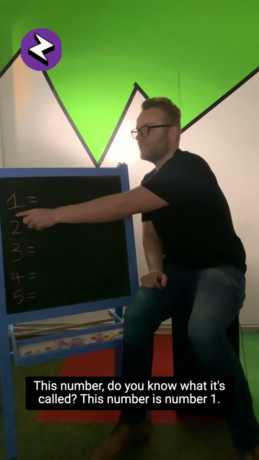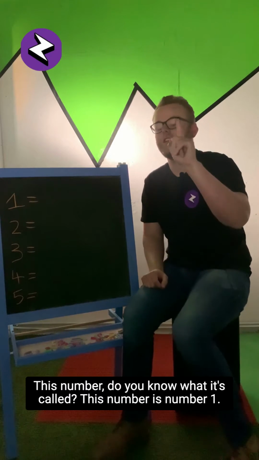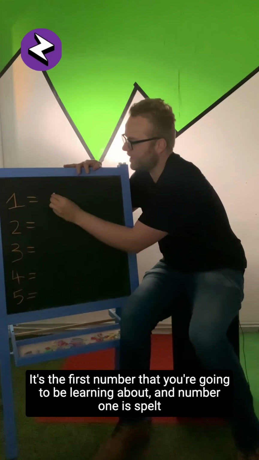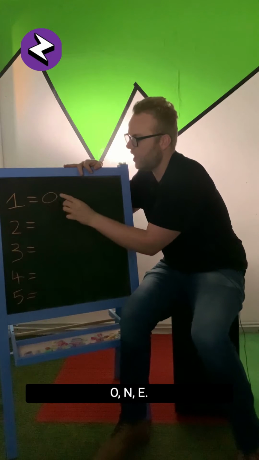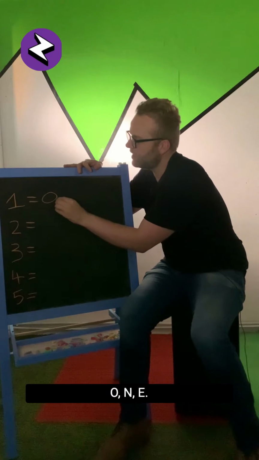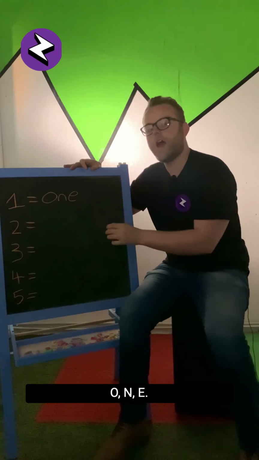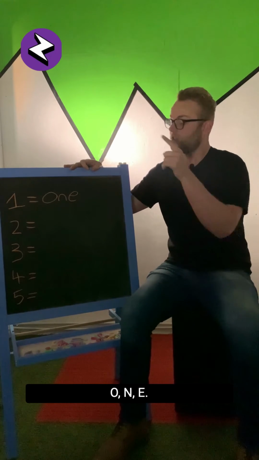This number is number 1. So it's the first number that you're going to be learning about. And number 1 is spelt like this: O or O, N or N, and then E or E. Let's go to the second one.